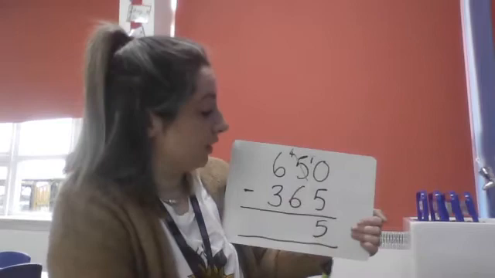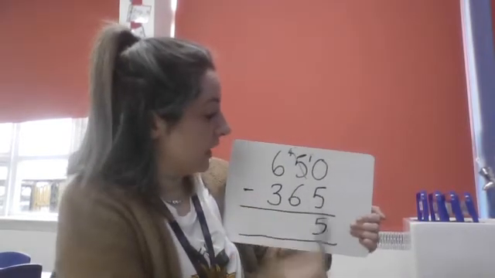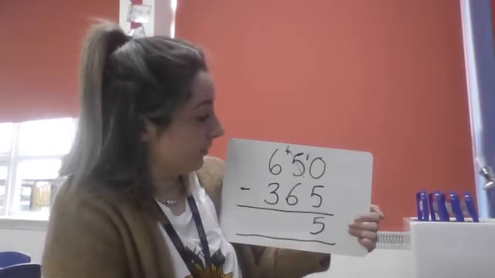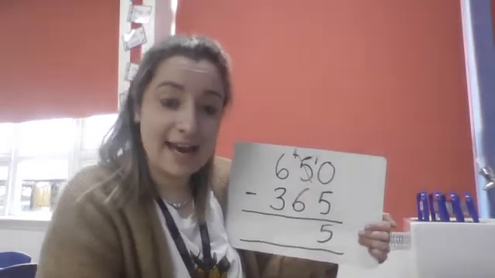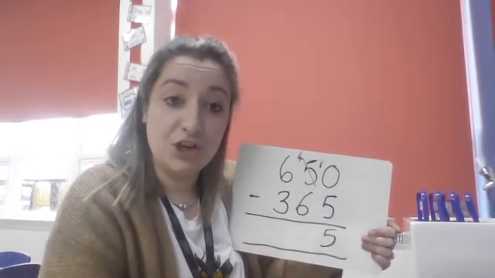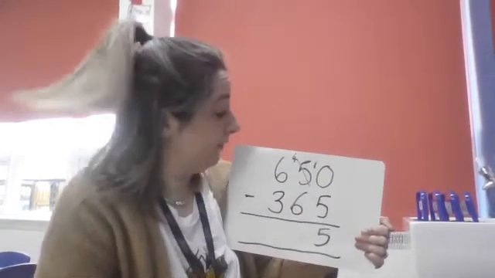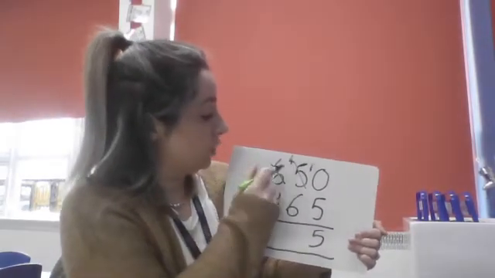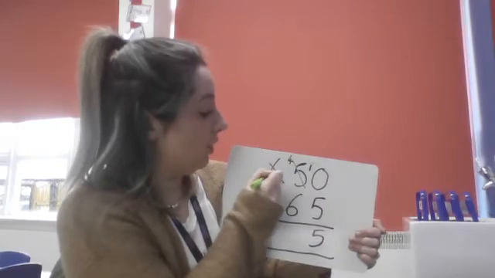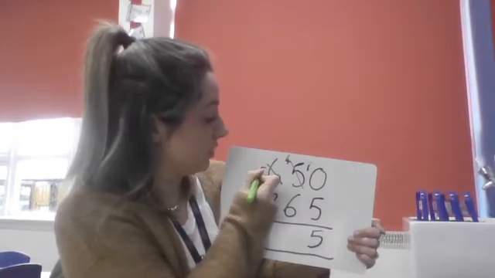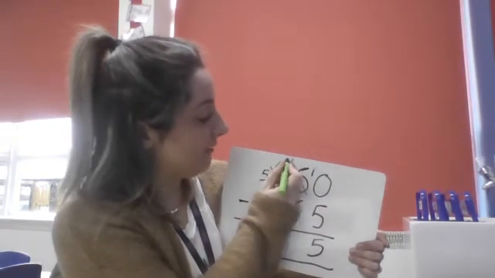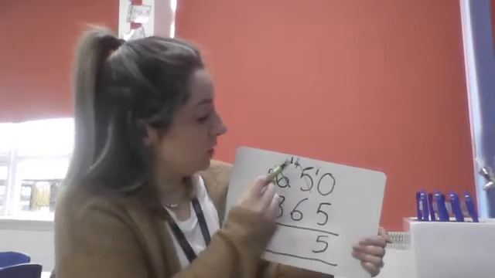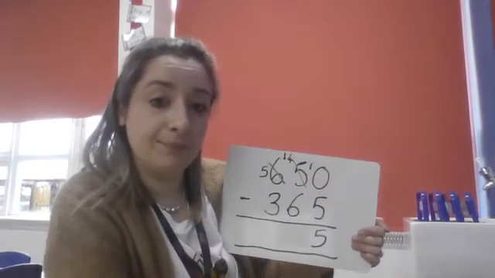Moving on to my next column. 4 take away 6. I've got 4 sweets. Can I take 6 of them away? No, I can't because I haven't got enough. So I'm going to do the same again. Knock on next door, take away 1 of my 100, so my 600 turns to 500, and I carry that 100 over here. So now I've got the number 14.